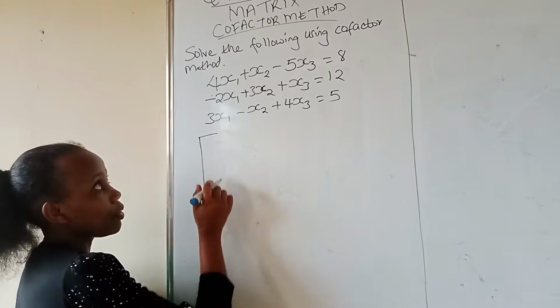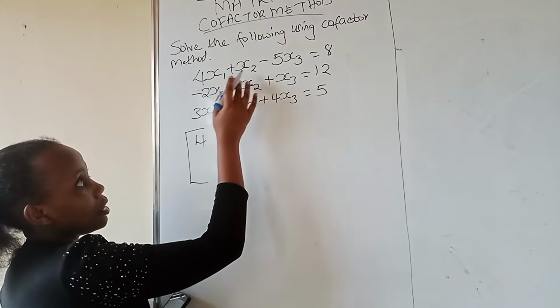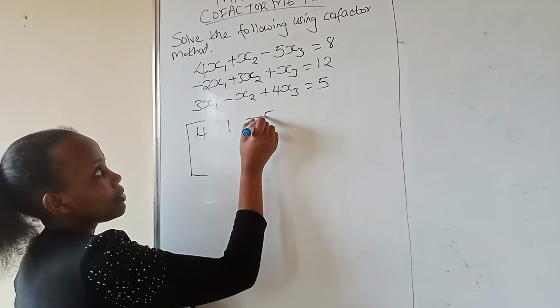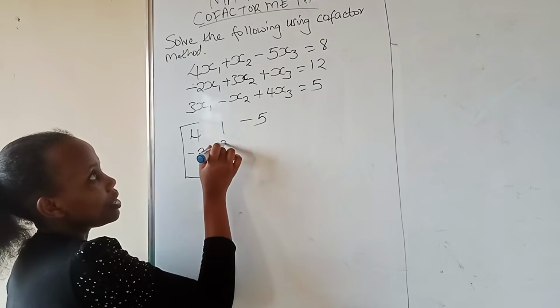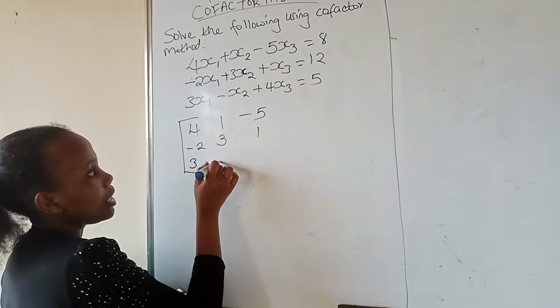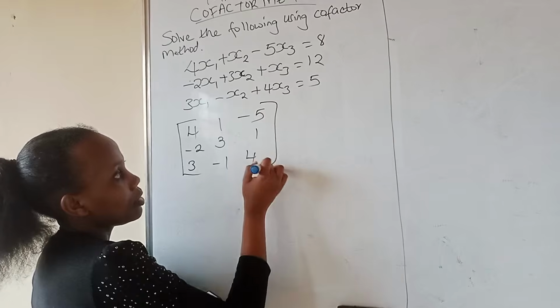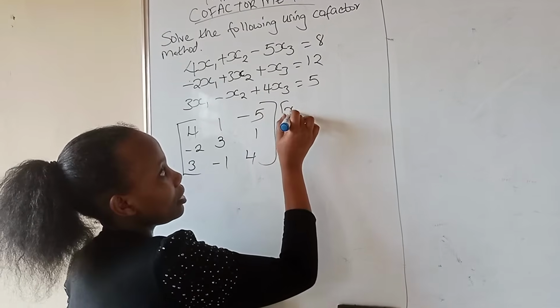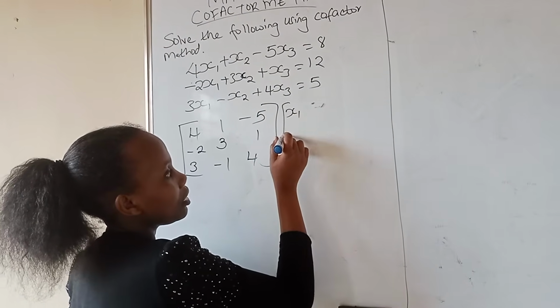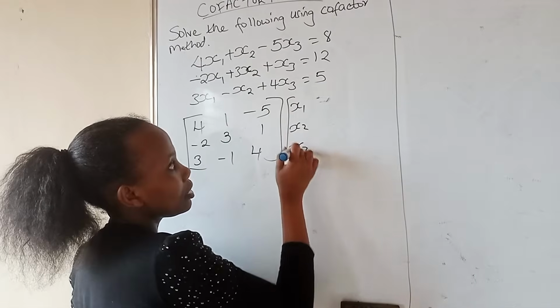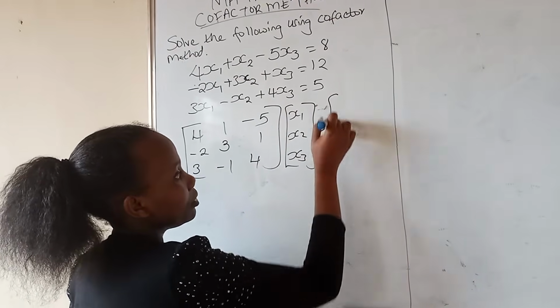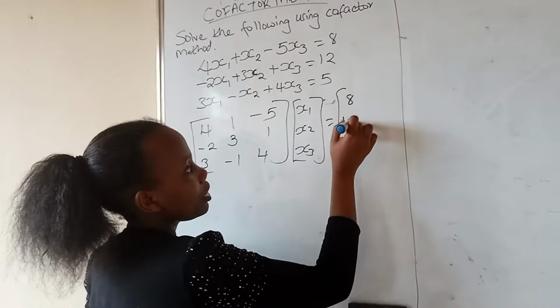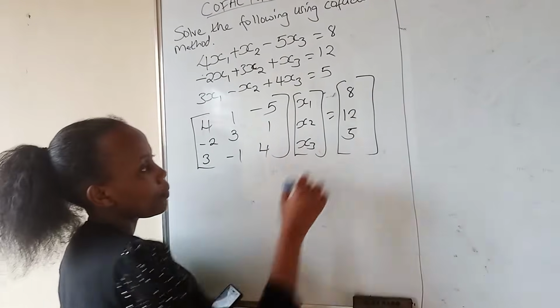first of all you are going to write this equation in matrix form such that you are going to get 4, 1, negative 5, negative 2, 3, 1, 3, negative 1, 4, times x1, x2, x3 is equal to 8, 12, and 5.